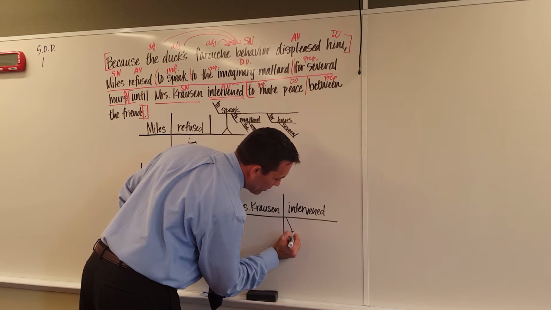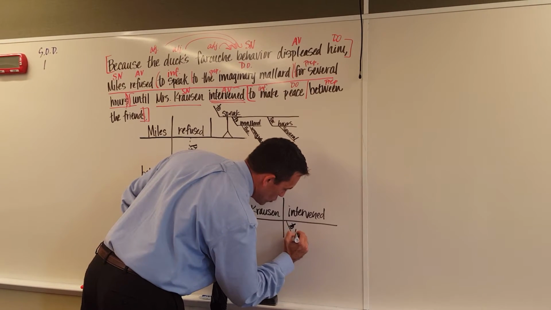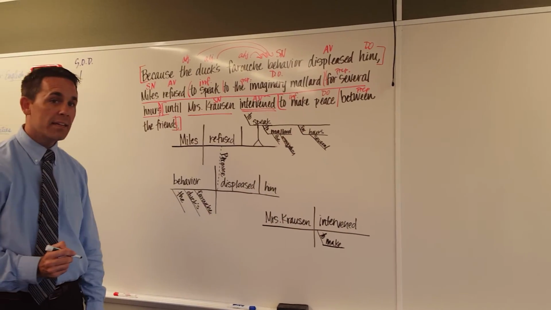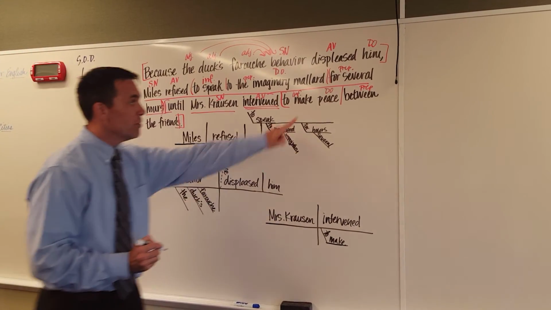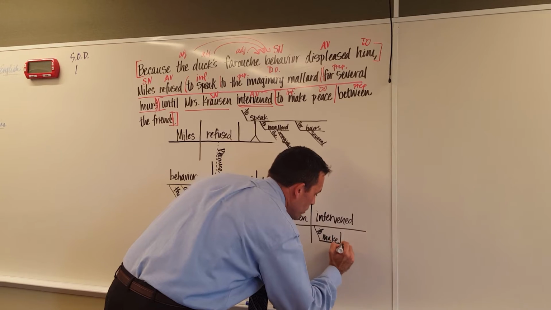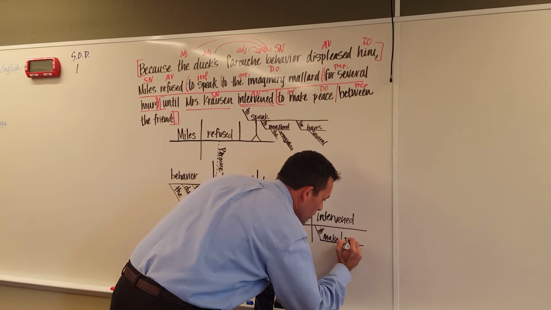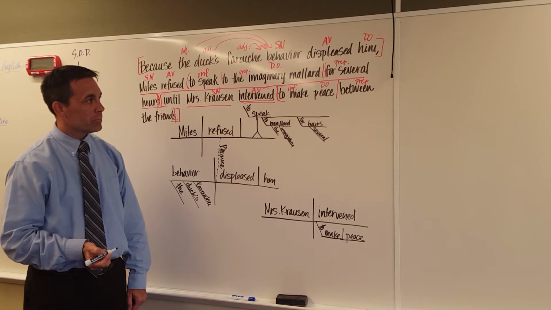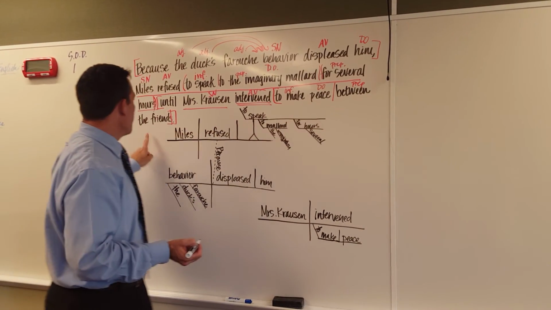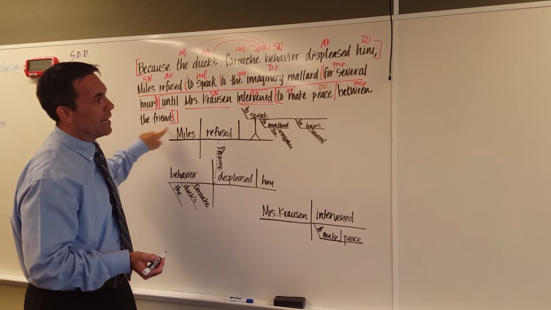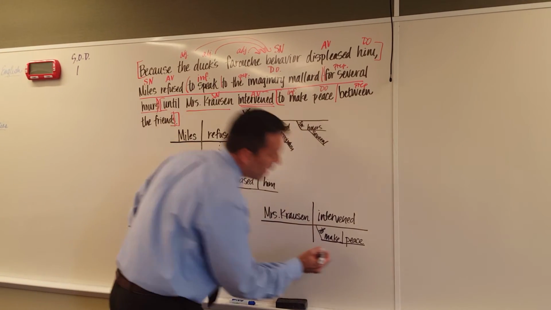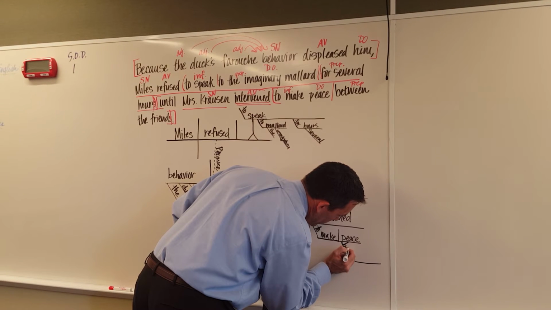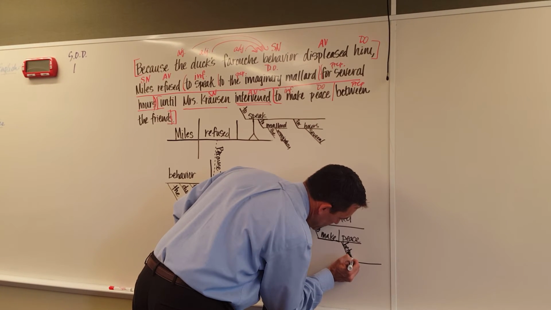"To make" is diagrammed just like a prepositional phrase would be, but it's an infinitive phrase instead, which means that it can take a do, "peace," and that would be diagrammed like any other do, that perpendicular line that stops at the main line. And "between the friends" is going to describe "peace." What kind of peace, or which peace? Between the friends. So that will be diagrammed underneath "peace."